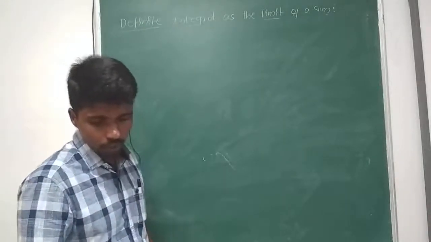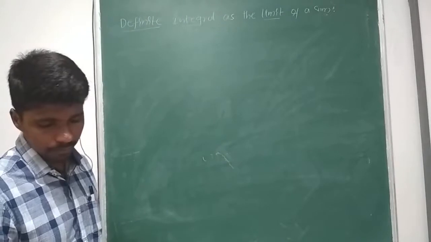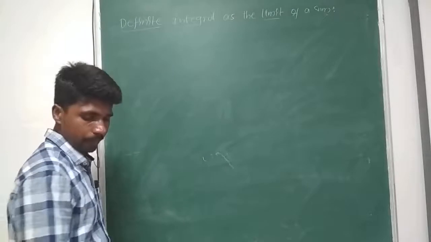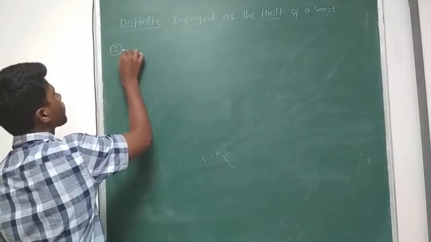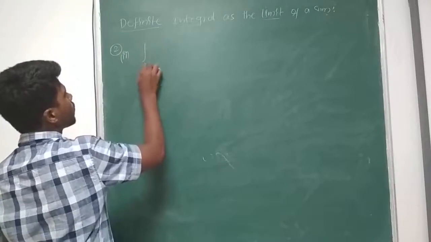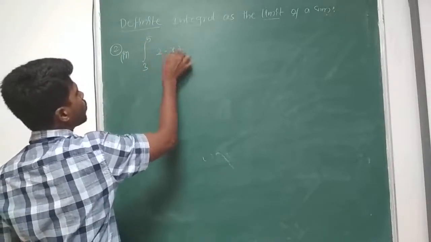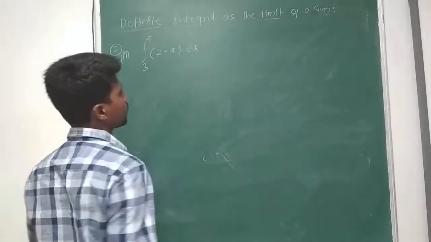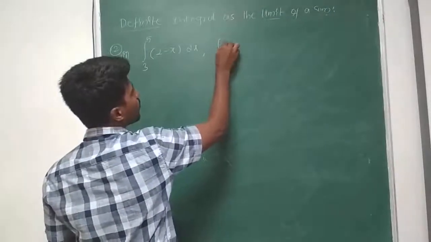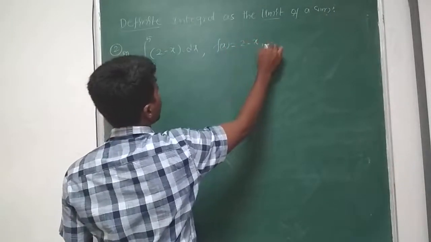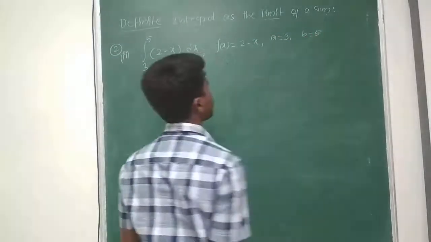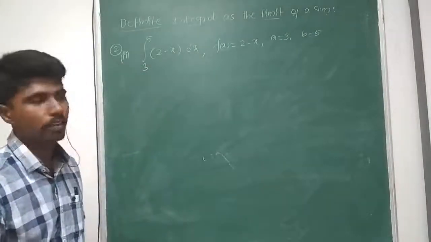Integral 3 to 5, 2 minus x dx. This is the question they give. So first write the variables we have. f of x is 2 minus x, a is 3 and b is 5.